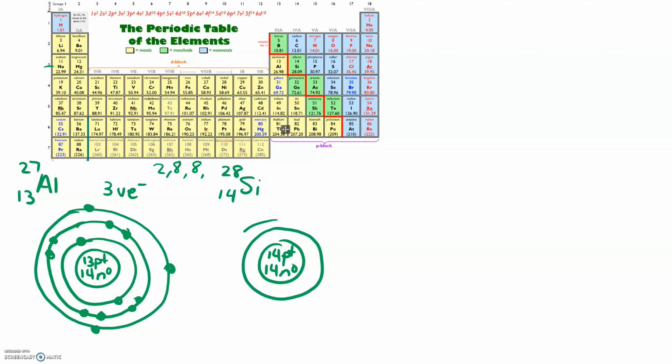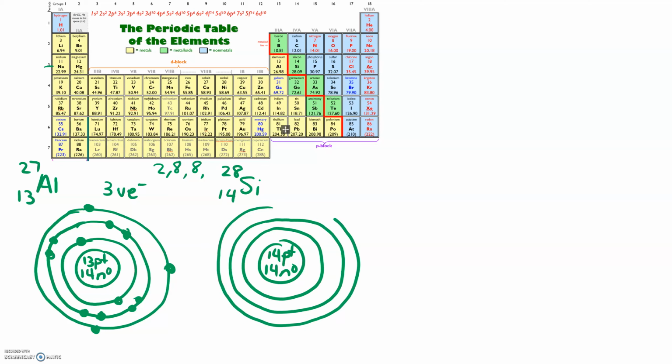Once again, silicon is in third period, so it's going to have 3 energy levels or 3 circles. Remember, as you're putting your dots, you need to keep track of how many you have placed. I have placed 10 so far. I still have 4 more to go. And here we go. So silicon has 4 valence electrons. The next one we have is the phosphorus.